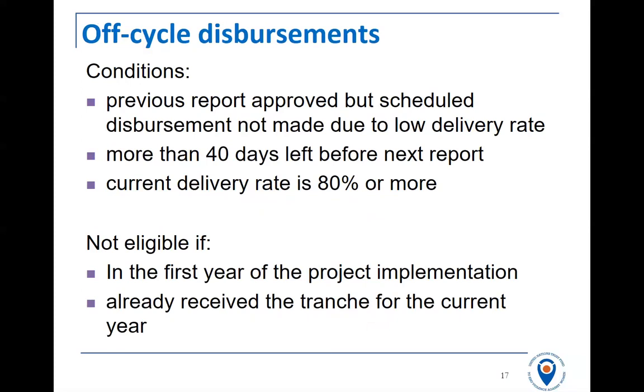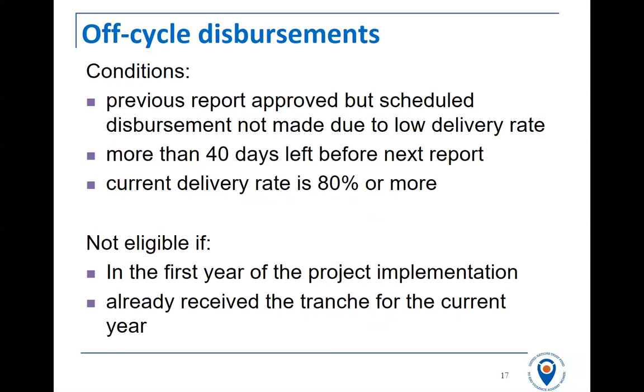It's not eligible in the first year, so if you find you're overspending, if you've spent 120% of your first installment by July next year, we can't give you your second year installment. It's not eligible. And also, if you're overspending and already received the tranche for the current year, we can't give you the second tranche immediately. So do take care to try and keep to those annual disbursements and 80% delivery rates.